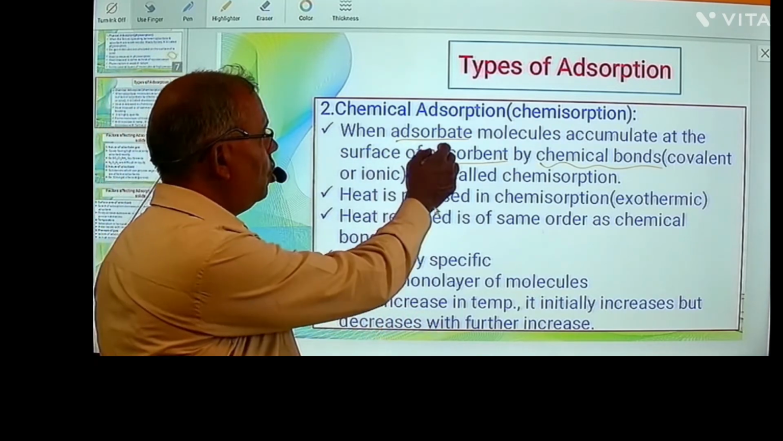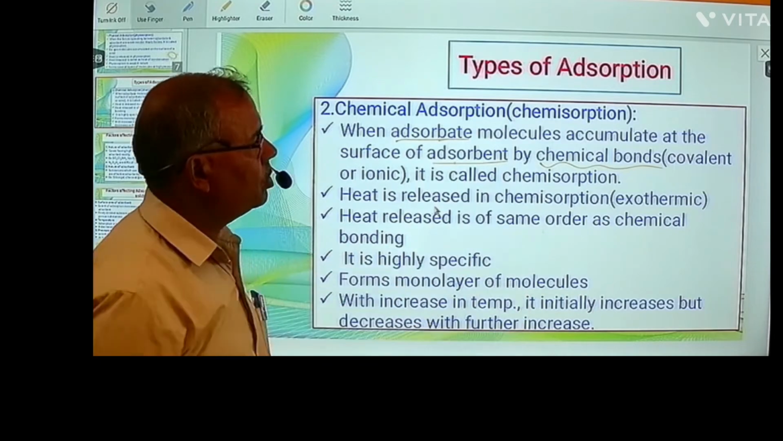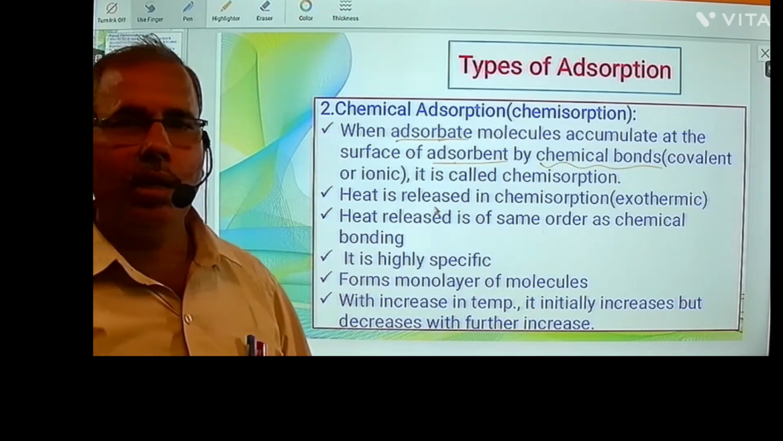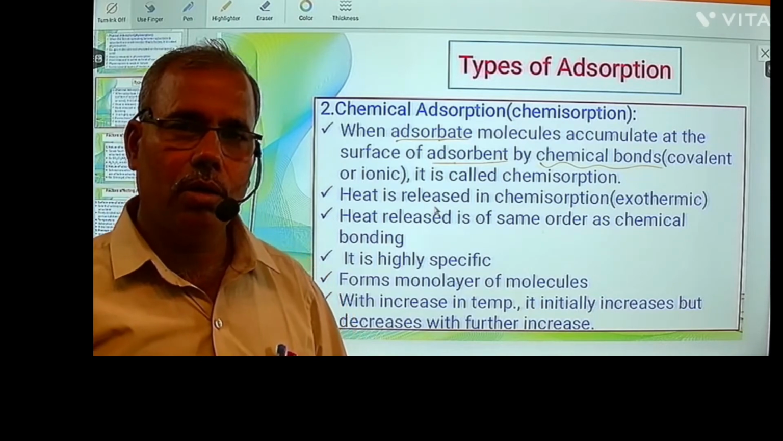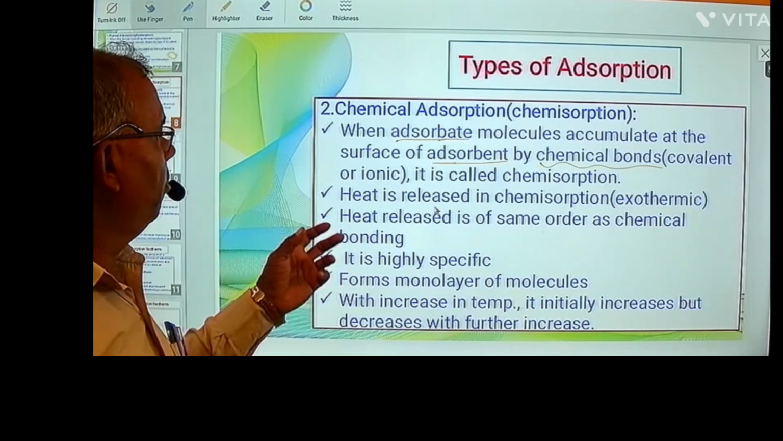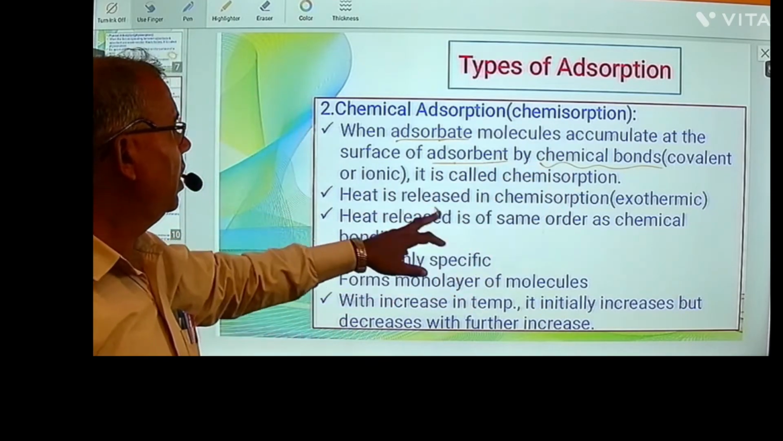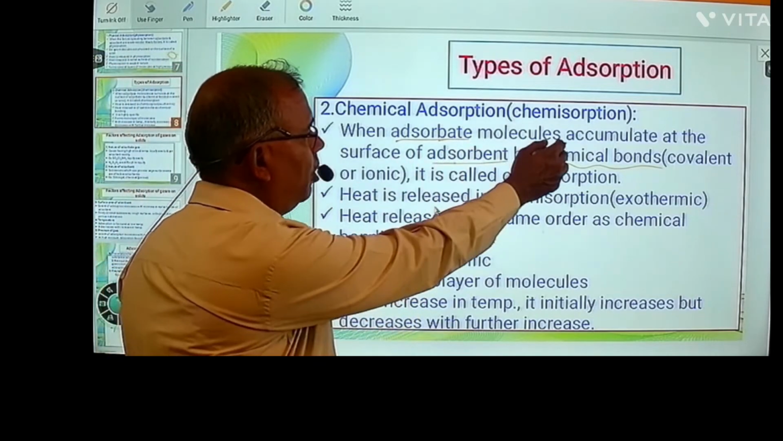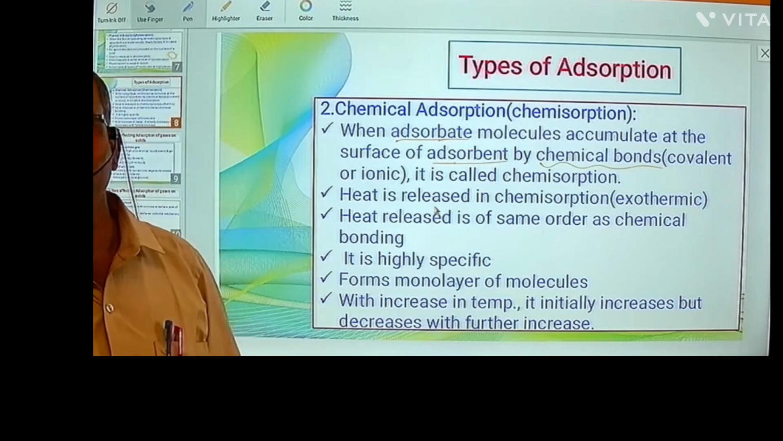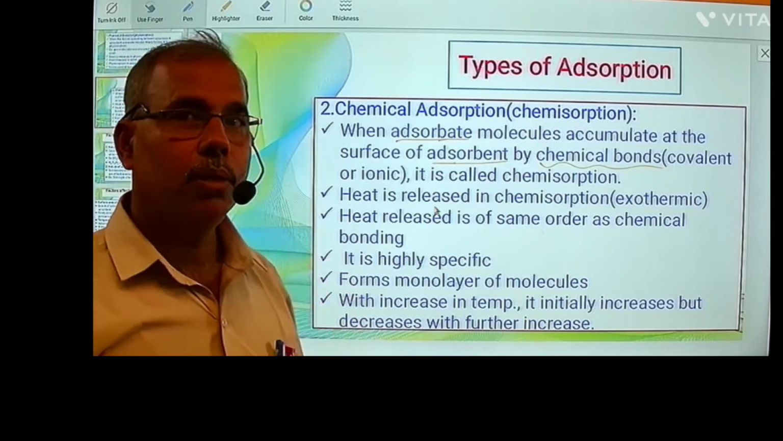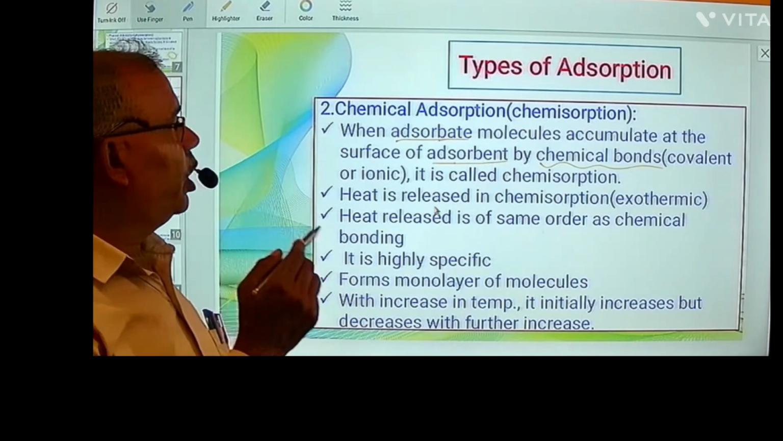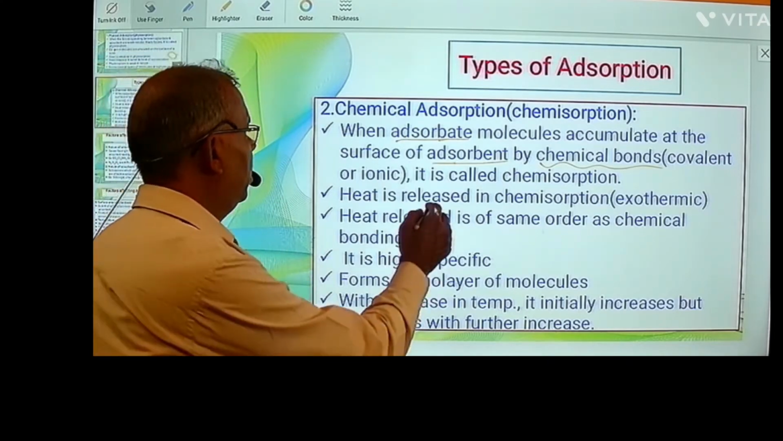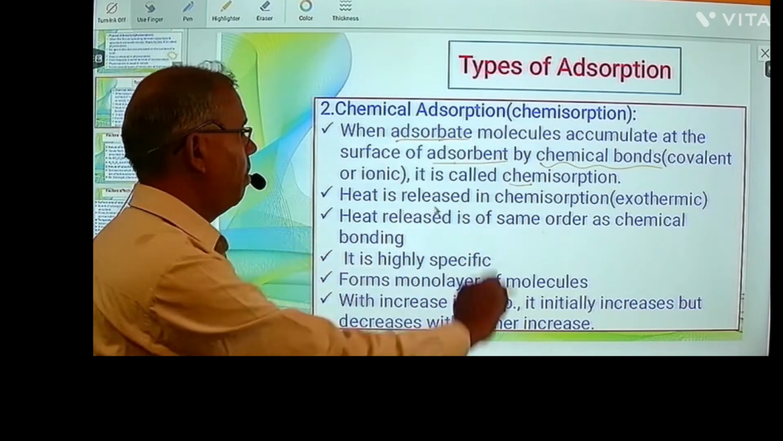So when adsorbate and adsorbent molecules are bound together, accumulated with the help of chemical bonds, then it is called as chemisorption. So when adsorbate molecules accumulate at the surface of adsorbent with the help of chemical bonds, maybe covalent bonds, maybe ionic bonds, then it is called as chemisorption.